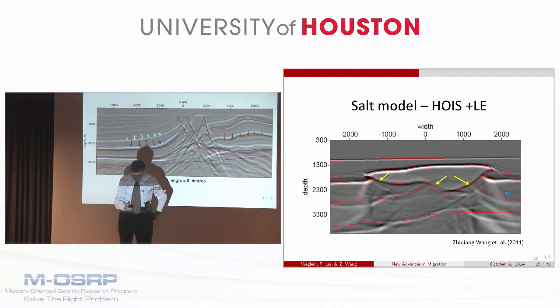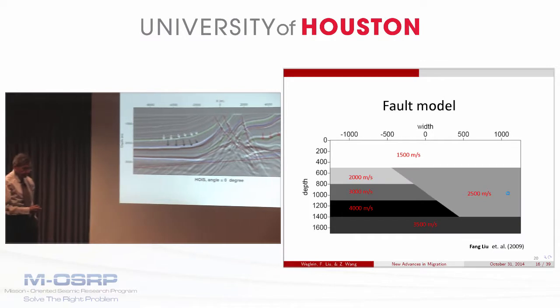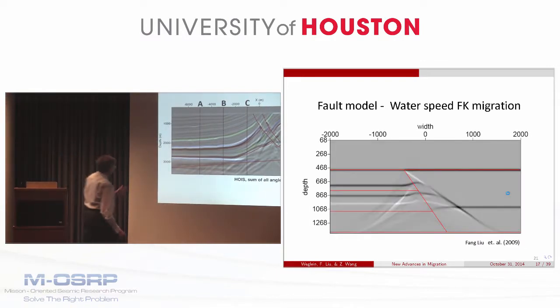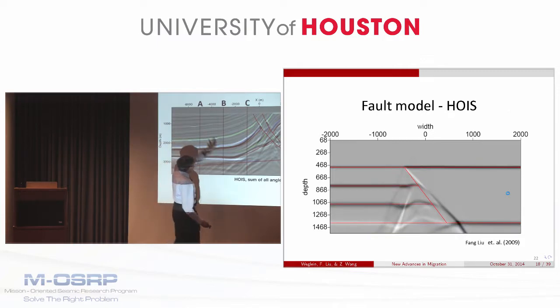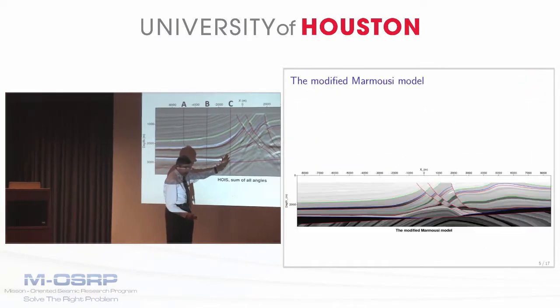How do you know what's working and what isn't? Take a section and look at a common image gather. Look at three here, here, and here. Look at different subsets of the data, the image.